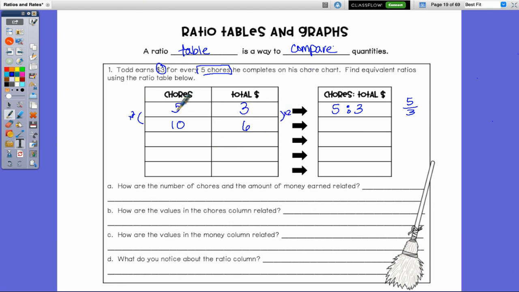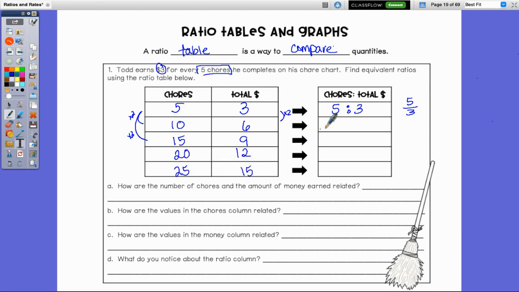Then I'm going to go 5 to 15. That's a step of 3. There's your scale. Whatever I do to this one, I'm going to do to this one. So it's $9. I know you can skip count this, but I'm just showing you why we get there. This is 20, and they're going to get $12, and 25, and they're going to get $15.